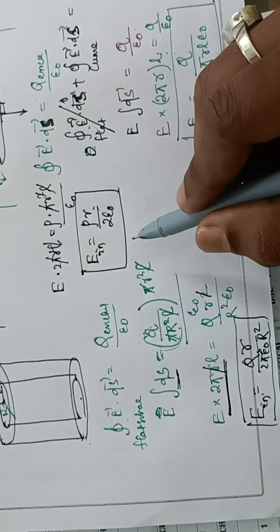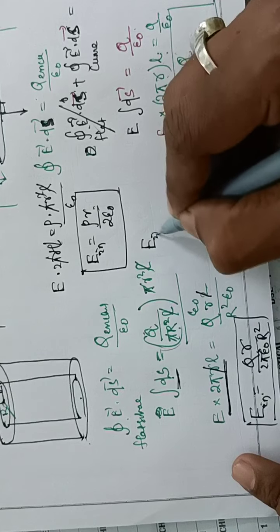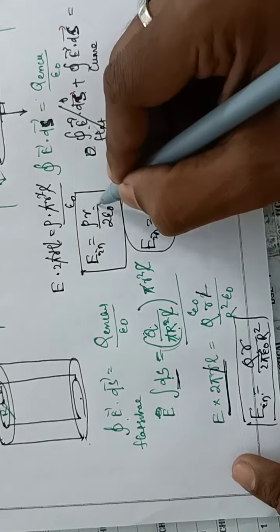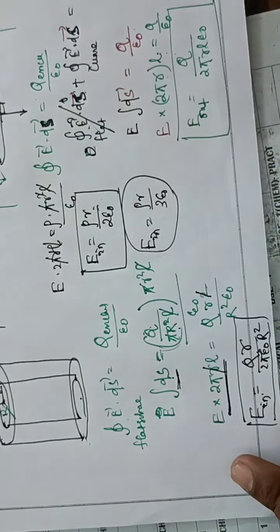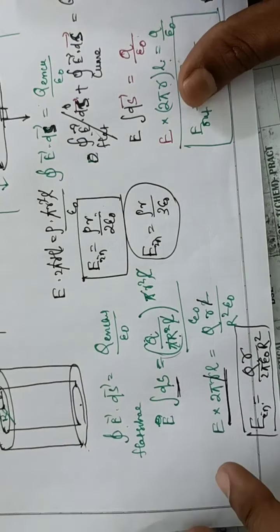This is pretty clear. In a very similar fashion, if you look at the solid sphere inside, that is rho r upon 3 epsilon naught. But in the case of a solid cylinder, that is rho r upon 2 epsilon naught. These are the small things the student has to keep in mind from the competitive perspective, and these are the basic things of the basic Gauss law we are looking for.